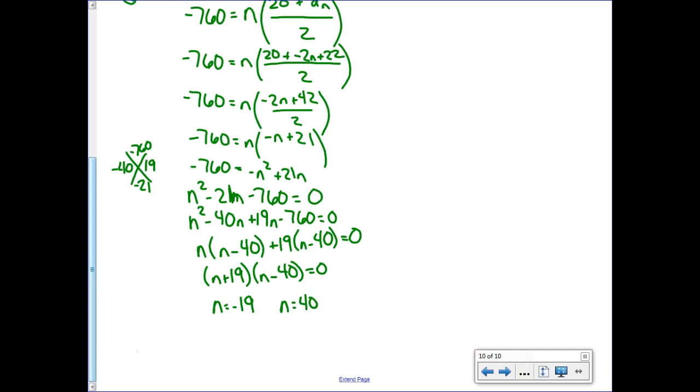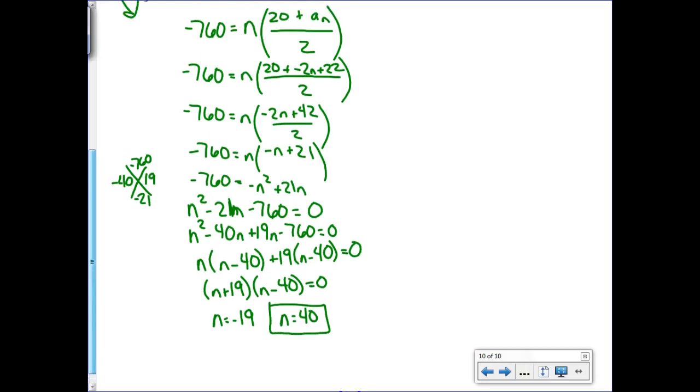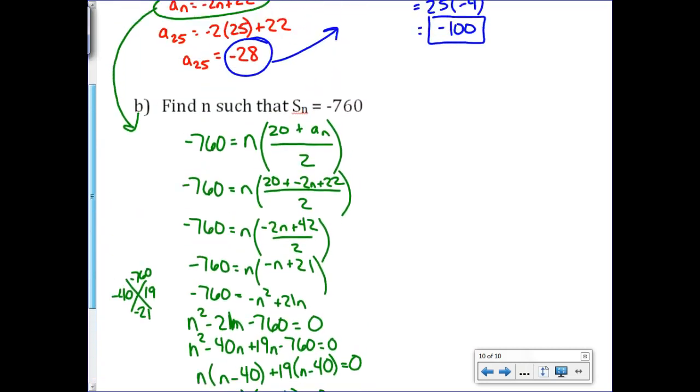Well, does it make sense that the term number would be negative if we're counting a number of terms? Not really. So that means that at 40 terms, if we add the first 40 terms together, we will get negative 760 as our answer.